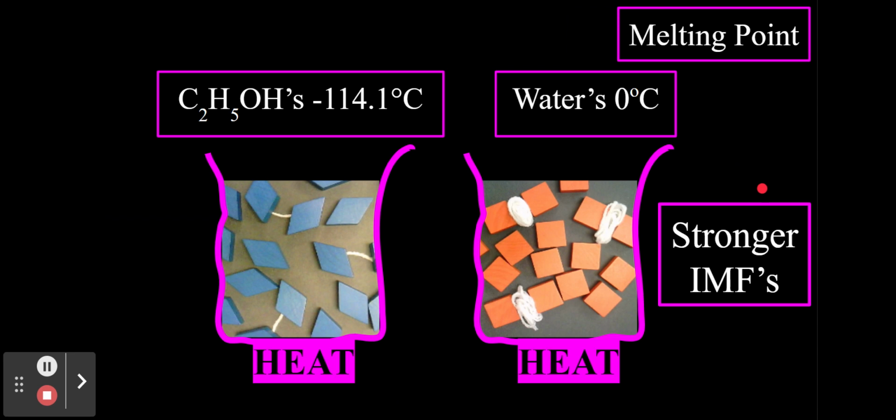Now, melting point. Water has a much higher melting point, or it should be ice, actually, not water. And ethanol is much lower. You can see it goes into the negatives. That's because if something's held tightly, it doesn't want to separate from its neighbor.